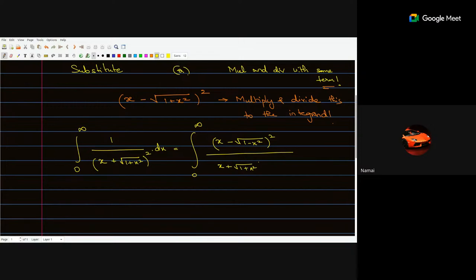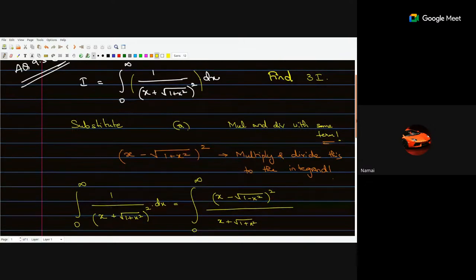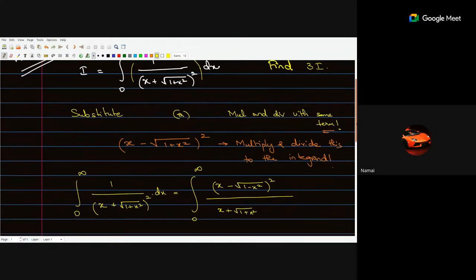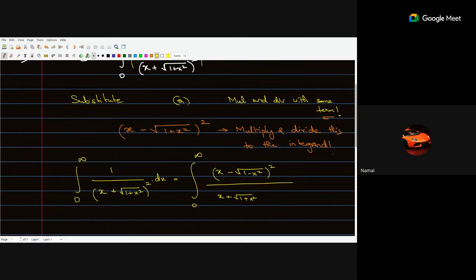Can't we take the square outside? Technically we have 1 squared upon our term which is squared, so we can rewrite it as 1 upon our term whole squared. So 1 upon x plus root 1 plus x squared, the whole squared. Yes, now we square the entire thing, and you multiply it in the inside. Both are the same, right?